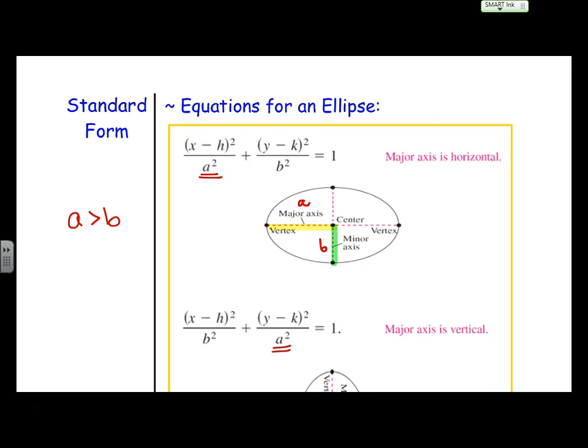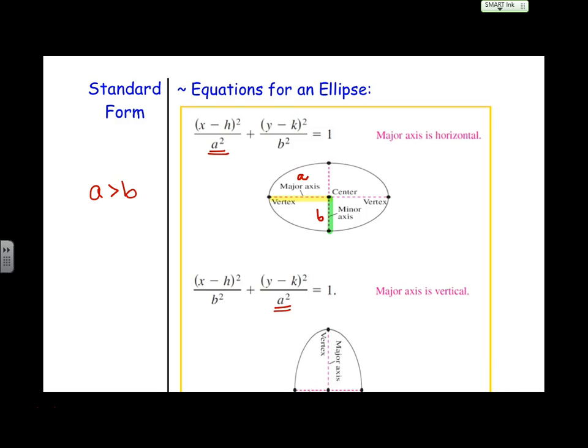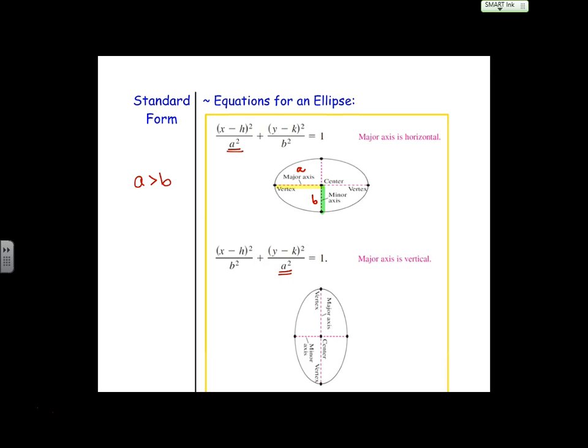Whereas down here in this one, if we were to go the other way, the major is going to be vertical, whereas the minor is going to be horizontal. Does that make sense? Why A is under different ones for different equations? Oh, I see.